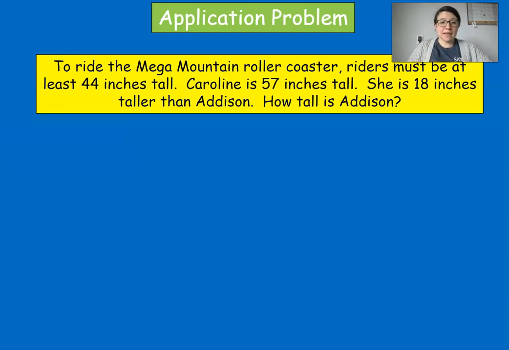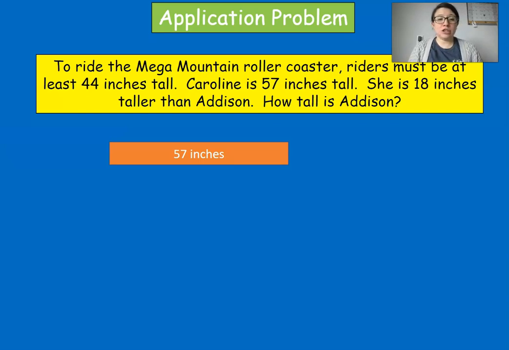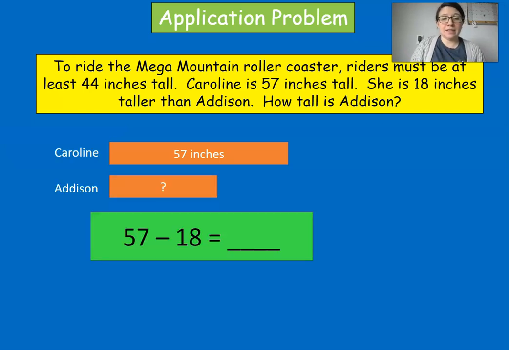Okay, first problem says, to ride the Mega Mountain roller coaster, riders must be at least 44 inches tall. Caroline is 57 inches tall. She is 18 inches taller than Addison. How tall is Addison? Okay, so we know that Caroline is 57 inches tall. Addison is 18 inches shorter than Caroline. So there's Caroline. We don't know how tall Addison is, but she's 18 inches shorter than Caroline. So to figure out how tall Addison is, we need to figure out that difference, that question mark on our tape diagram. So I want you to pause and solve and tell me how tall Addison is.